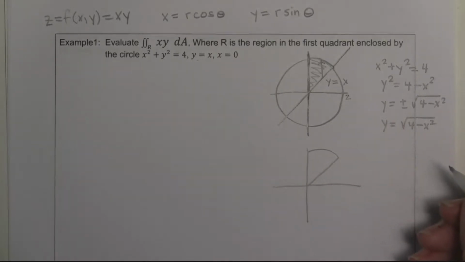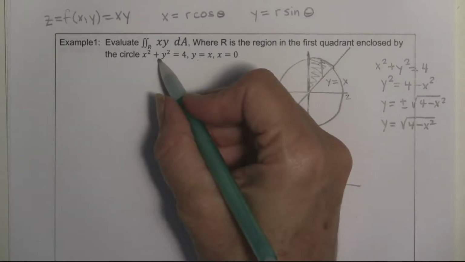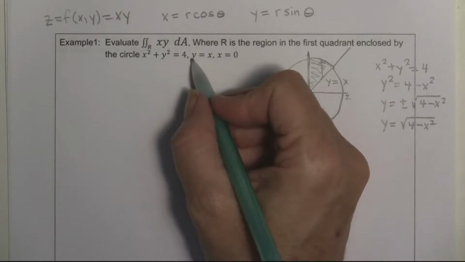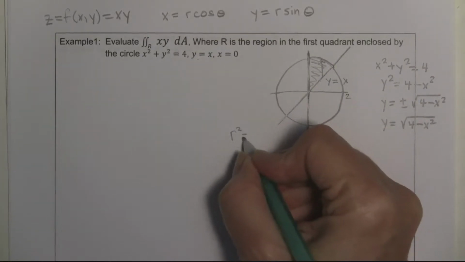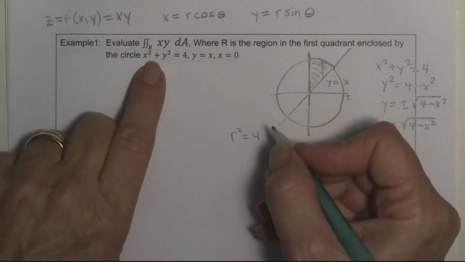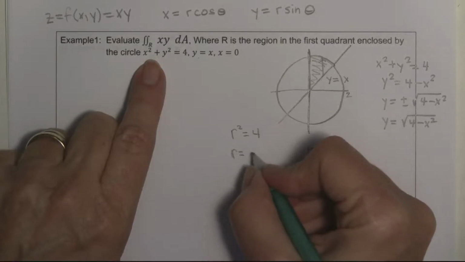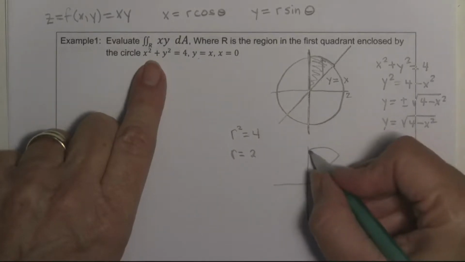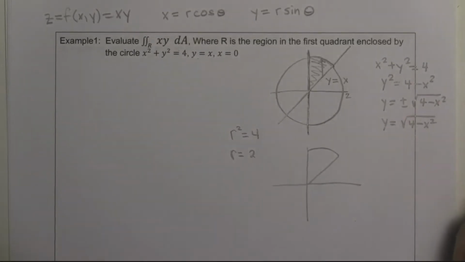Do you guys agree that in polar, I have my equation x squared plus y squared equals 4? So that equation is r squared equals 4. Do you guys agree? Because x squared plus y squared is r squared. And so that becomes r equals 2. And so this is right here, the radius of that circle too. And you knew that already, right? And so that's good.